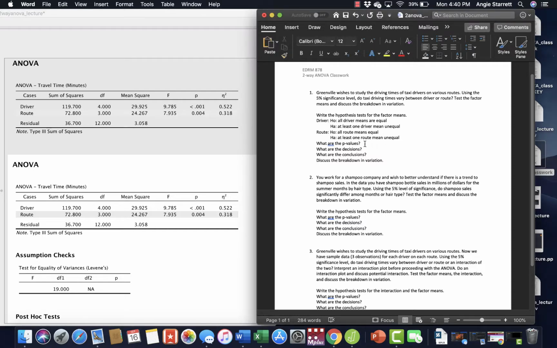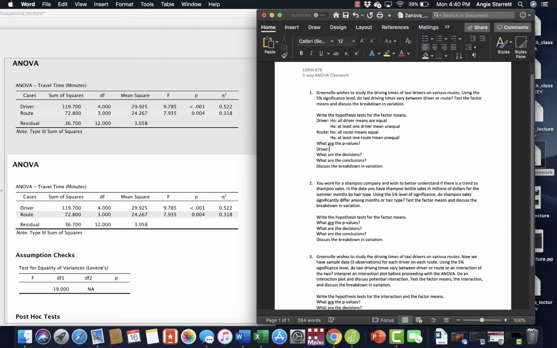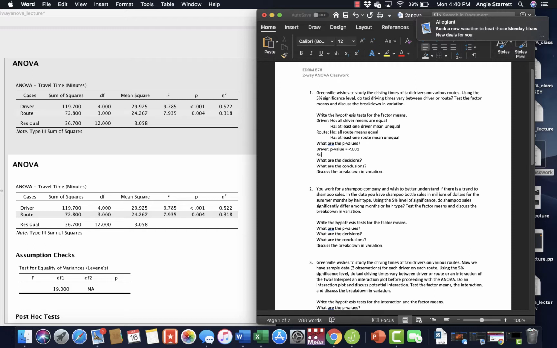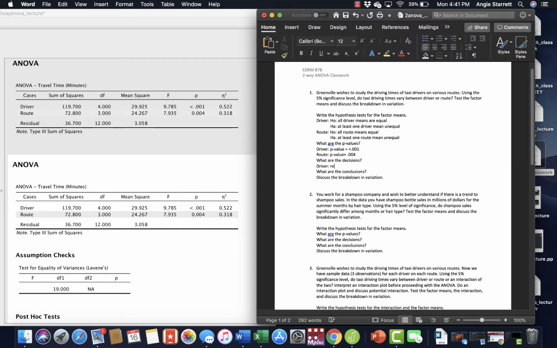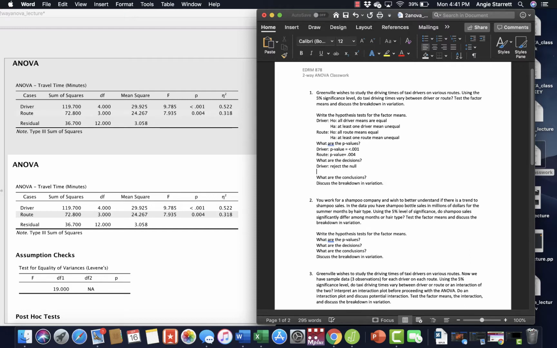Okay, so what are the p-values? So we've got a driver p-value, and the driver p-value, we can look in our ANOVA table here, and driver is less than 0.0001, and our route p-value equals 0.004. We see these p-values in our table. So what are the decisions for driver? The decision is reject the null. And for route, our decision is reject the null.